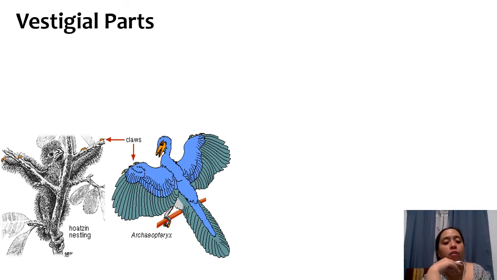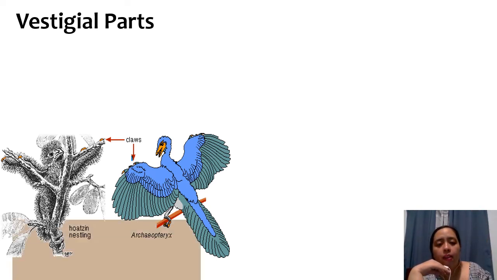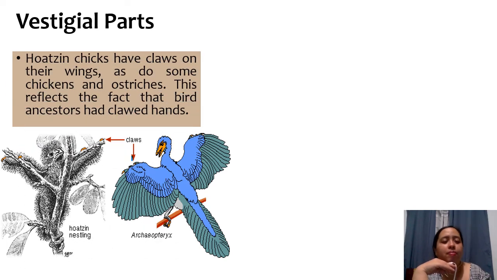More on their feet na yung ginagamit nila, pagkapit yung paa nila rather than the claw on their wings. So, the presence of that claws on the wings reflects that the bird ancestors had clawed hands.